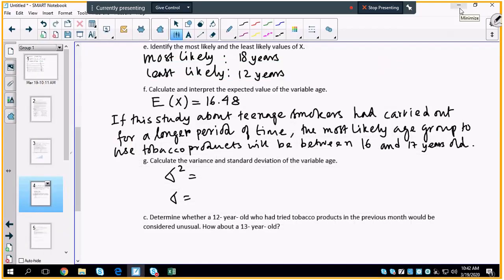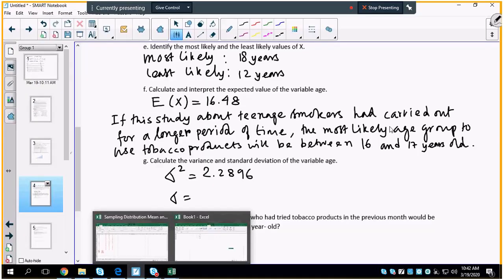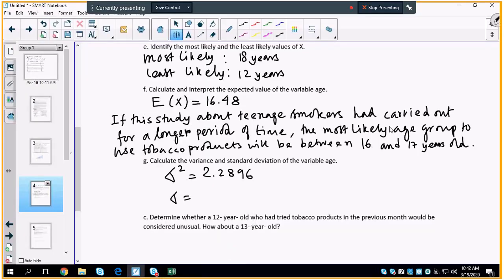So we're going to write it down, 2.2896. Sigma is the square root of this number. I don't have to do it because the spreadsheet has calculated this value for me too. So it's 1.513142. 1.513142 answers my question.